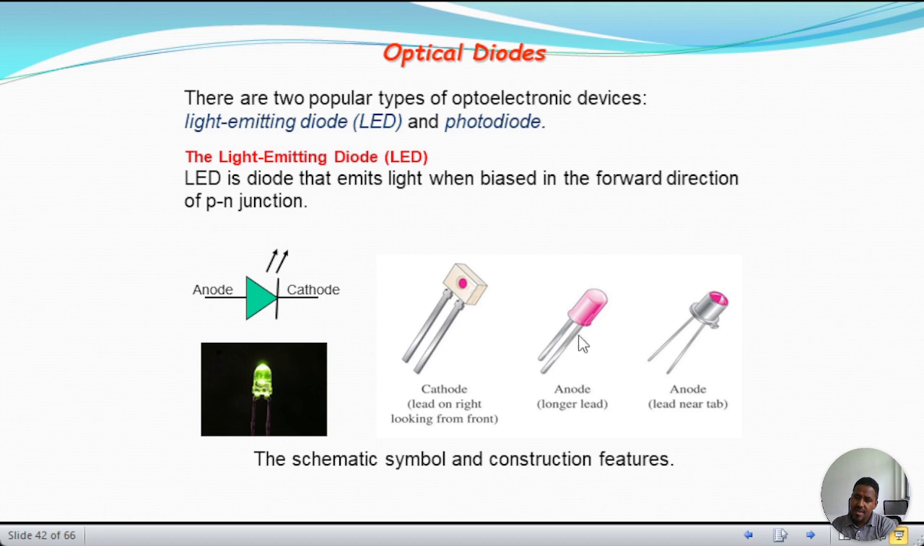For this type of LED, the anode is the longer lead. So the longer lead becomes the anode terminal. When you get this type of LED, near the tab, like this one, we can call it the anode terminal.